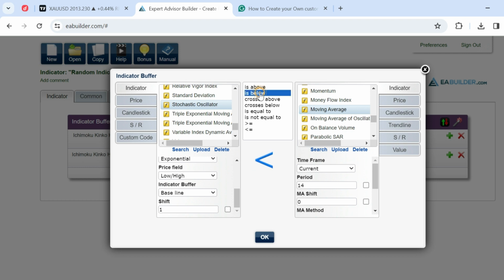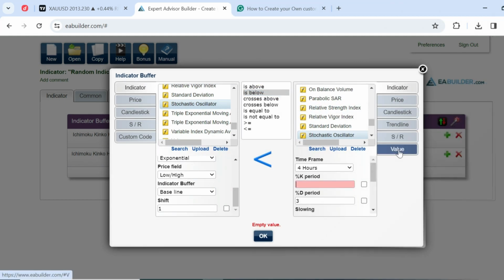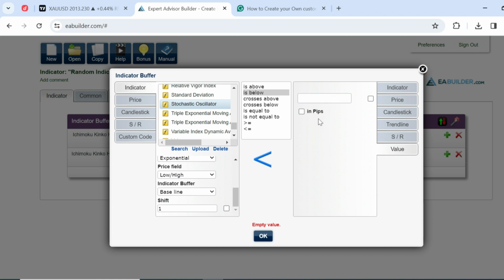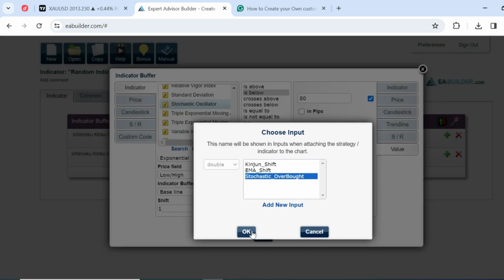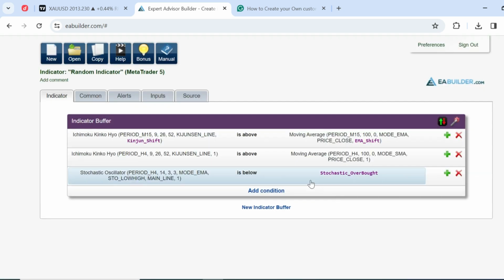Now select is below. On the extreme right of the selective tabs, go to the bottom and select the tab Value. Now input your overbought amount. I like to use the default 80% and 20% values, but you can add this as an input so it can be modified in the MetaTrader platform when adding it to the chart.